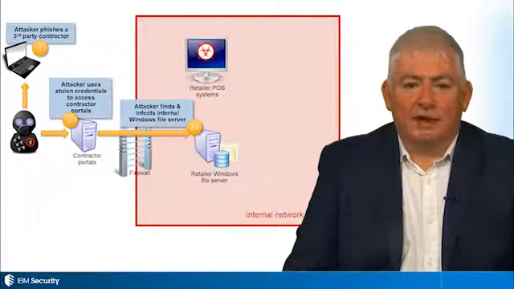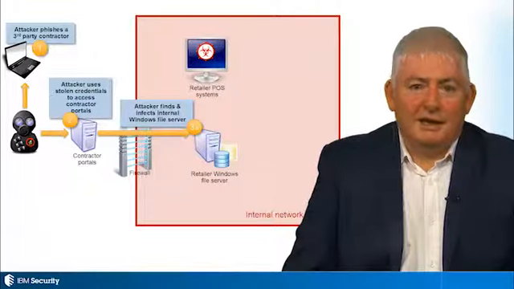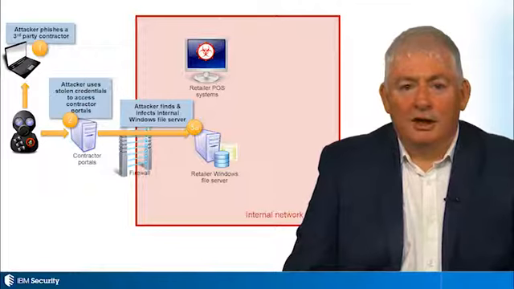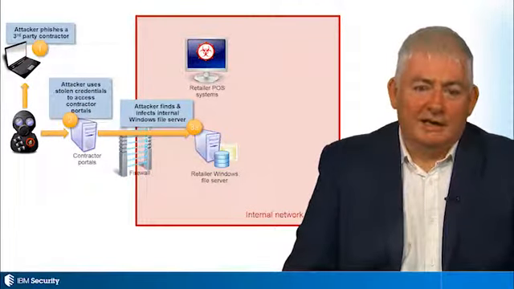QRadar SIEM's advanced correlation capabilities would have also detected that the unusual network activity, anti-intrusion and antivirus alarms, and even the attempts to access the Windows file server were all related, enriching the original offense that would have been created in the break-in phase.